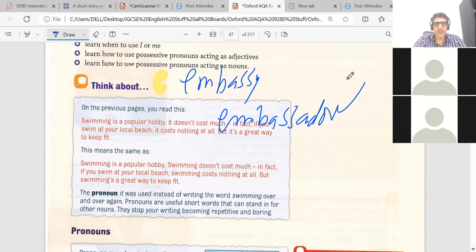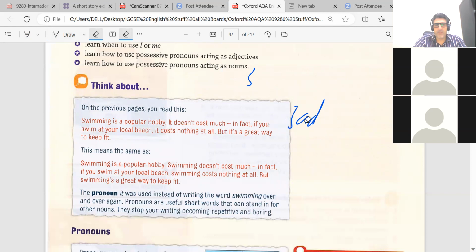Okay. طيب here, read this يا شباب and let me know. On the previous pages you read this. Who can read this? Focus on the nouns and pronouns. Akram, can you read it, please? Yes. On the previous pages, you read this.